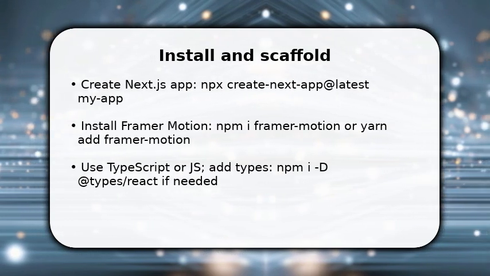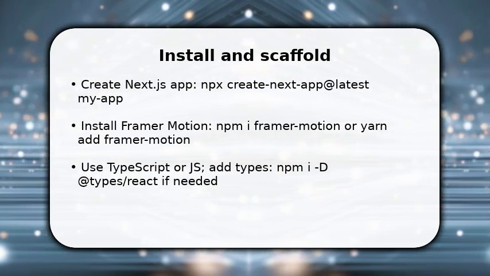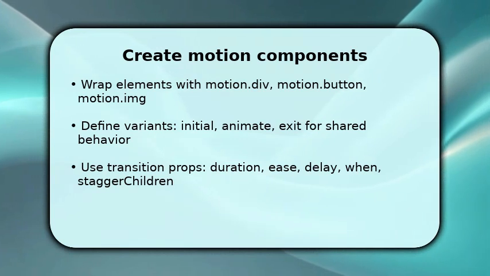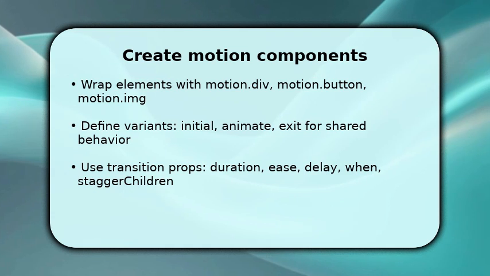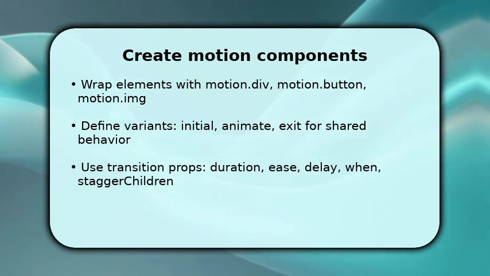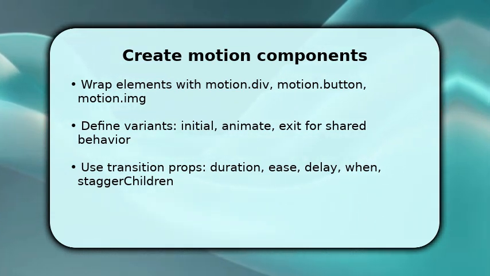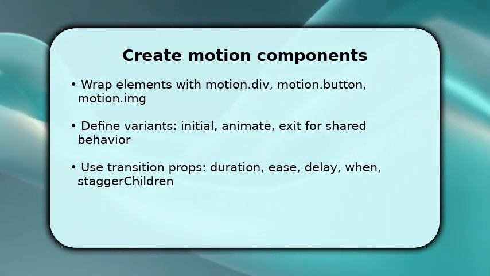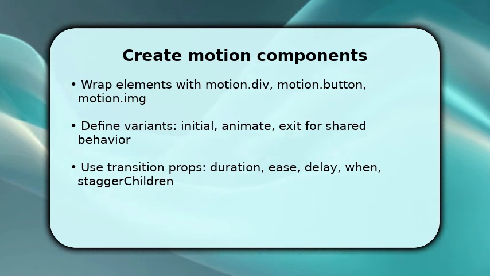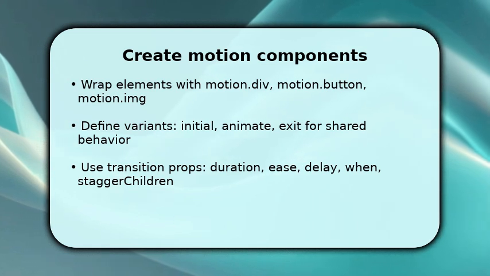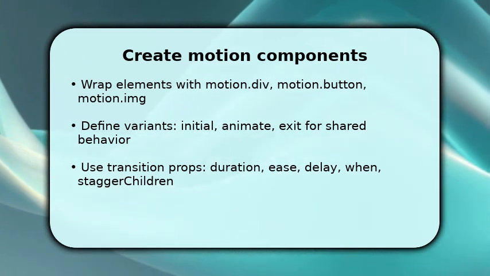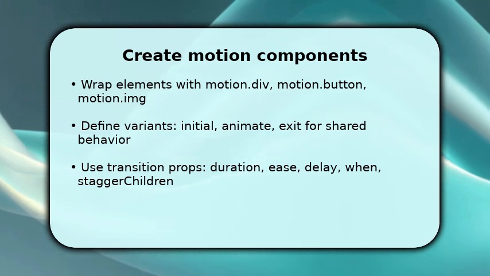surprises. You now build motion components and define clear behaviors. This is where the how and why meet. Wrap UI elements with motion.* to enable animation props, then create variants to reuse initial, animate, and exit states. This keeps logic declarative. Once done, apply transition options like duration and ease to control pacing. Use stagger children for lists so animations feel natural.